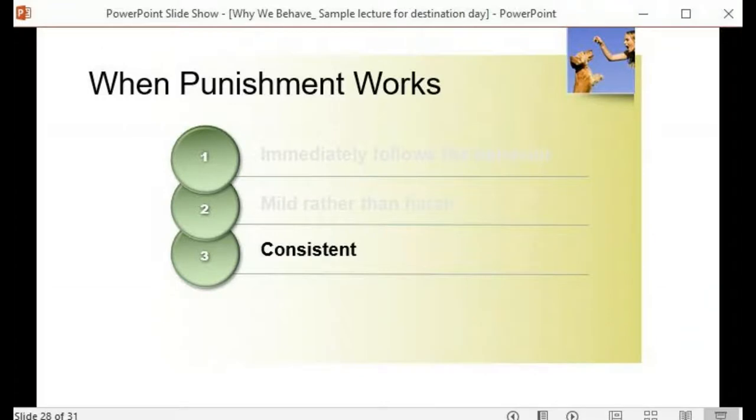And then punishment needs to be consistent, right? Because let's say your kid occasionally is stealing cookies and you only punish them when you catch them, the kid is not learning to not steal cookies. What is the kid learning? You can type it if you want. To be sneaky, right? To not get caught, right? We have to be consistent with the punishment or all they learn is how not to get caught.